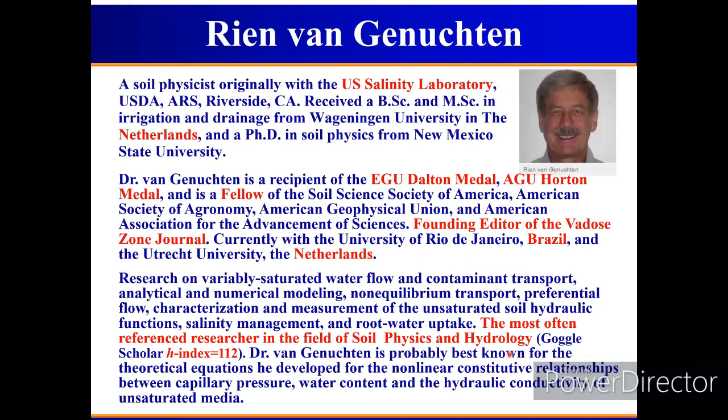Rien van Genuchten, probably all of you know his name very well, is the most widely cited researcher in the field of soil physics and hydrology. And he also doesn't come originally from the United States. He comes from the Netherlands, where he got his MSc. He got his PhD at New Mexico State University in New Mexico. And he's the recipient of the largest awards in our discipline, the EGU Dalton Medal, EGU Horton Medal, etc.